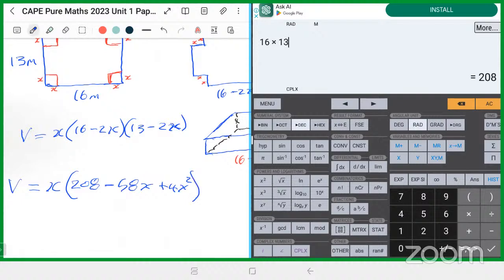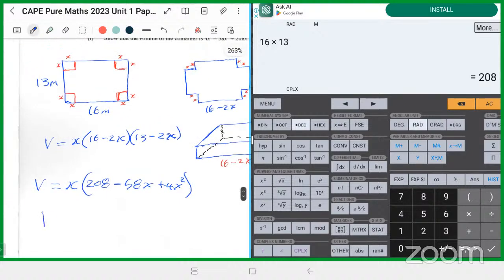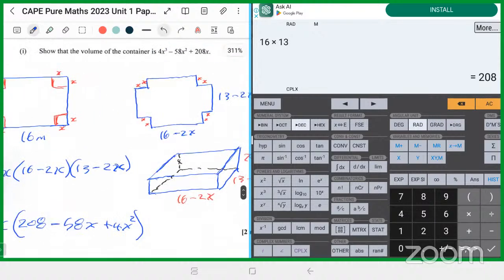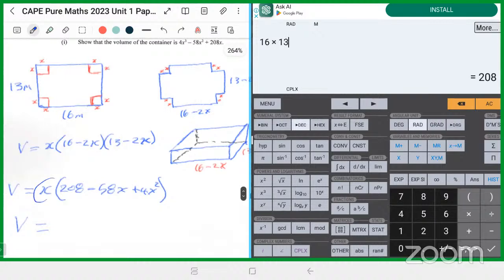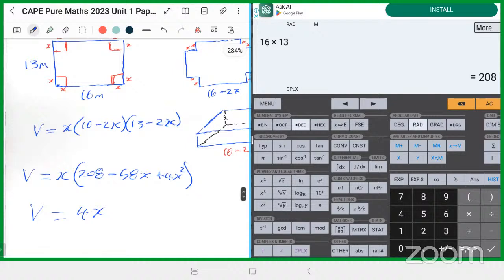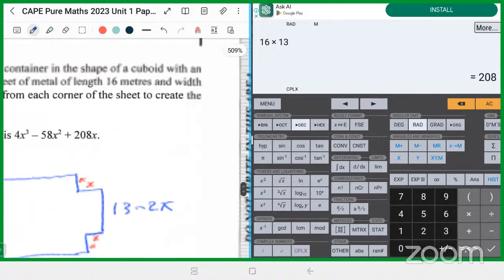That's what they get. And you multiply through by the x to get this exact same thing that they gave us. So I'll put the cube term first: this times this gives you 4x cubed. This times this gives minus 58x squared. And this times this gives you plus 208x. That's what I had up here. See there? Same thing.